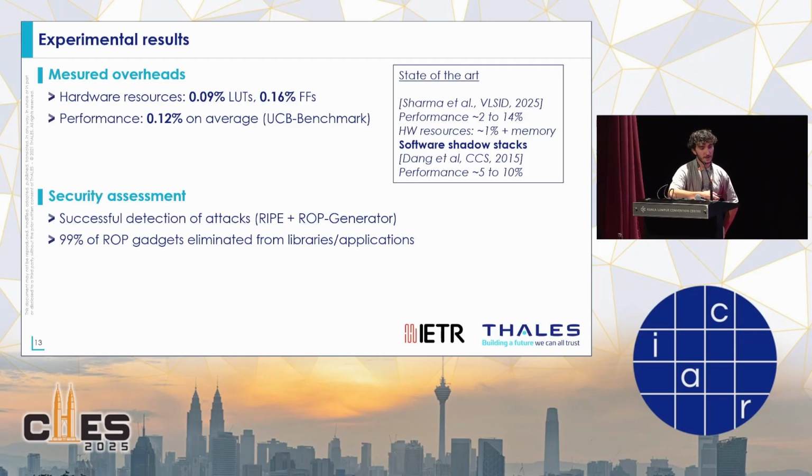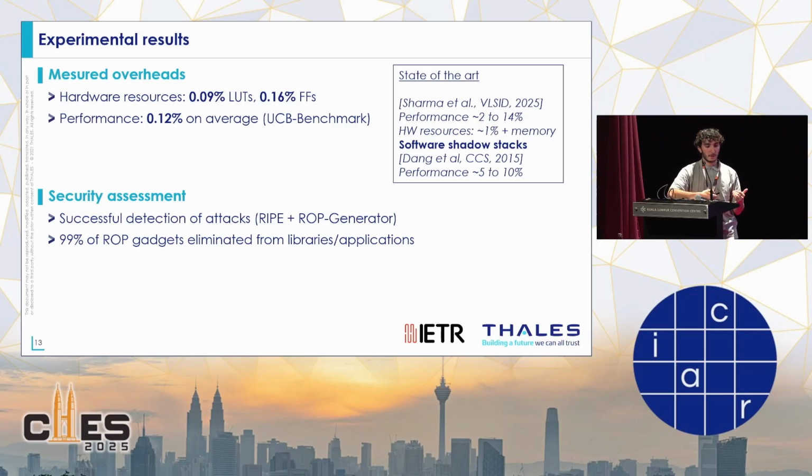So for the security assessment, we tested with two benchmarks. We used RIPE, which is Runtime Intrusion Prevention Evaluator, that performs a lot of pointer overwrites and a lot of them on the return address, so we were able to test with this benchmark, and also ROP generator, which is a generator of ROP attacks specifically on the RISC-V architecture. And we were able to detect all the attacks generated by those two.